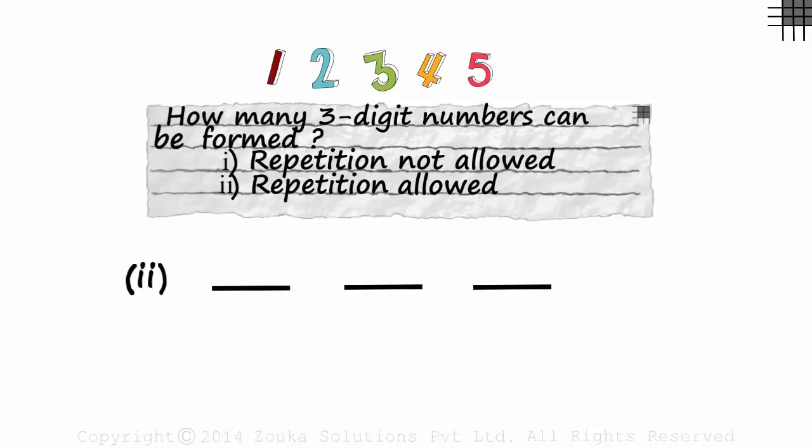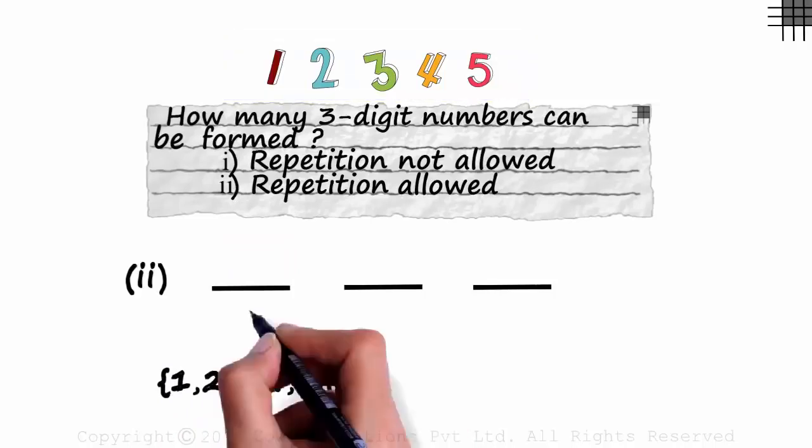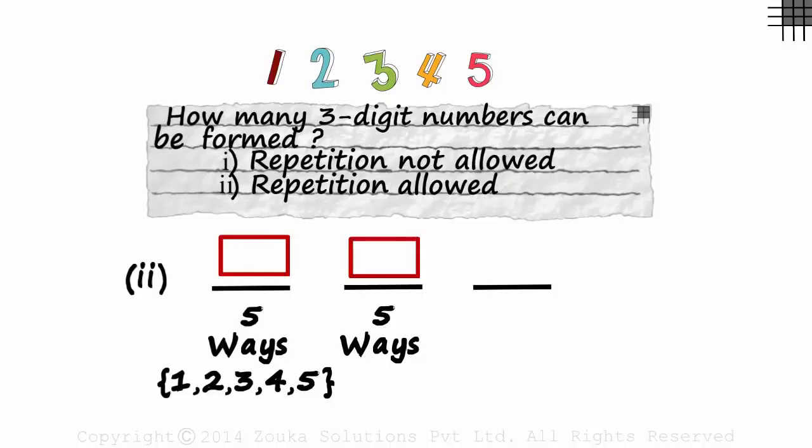Okay, as we saw earlier, let's go slot by slot. In how many ways can the hundreds place be filled? It can be filled with any one of the 5 digits we have. It can be filled in 5 ways. Now in how many ways can the second slot be filled? Think well. The second slot can also be filled in 5 ways. Why? It's because repetitions are allowed. If we used up one digit here, the same one can be used here as well.